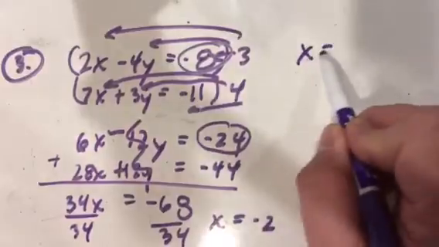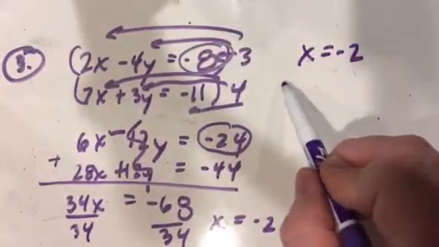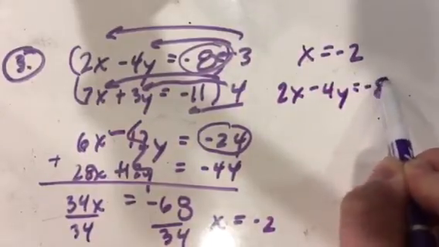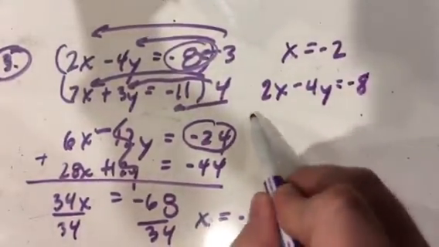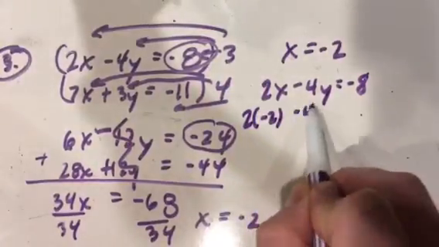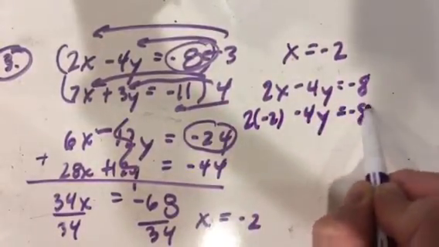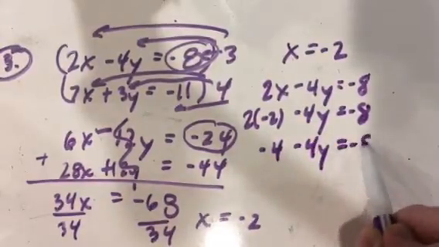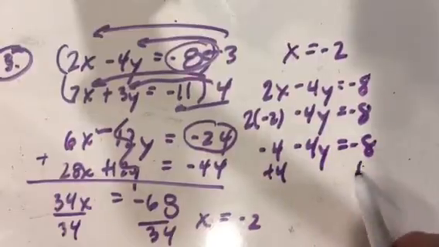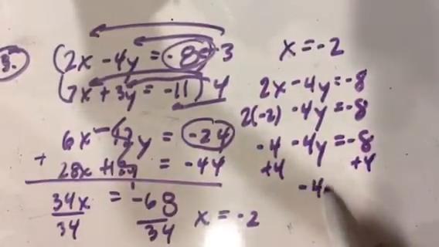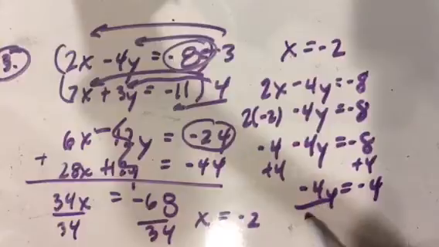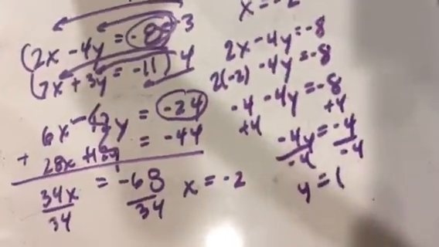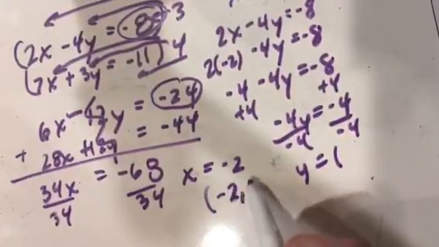And if x is negative 2, then we go back to that top equation, 2x minus 4y equals negative 8. We now know that x is negative 2. We get negative 4 minus 4y equals negative 8. Add the 4. We get negative 4y equals negative 4. Divide by the negative 4. After a little bit of algebra, we get y equals 1. The answer to this system is negative 2, 1.